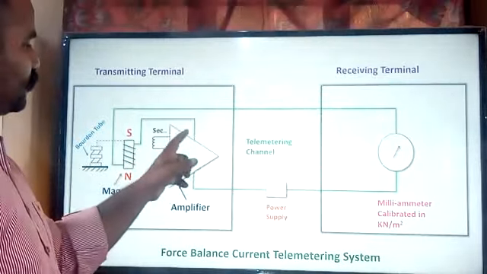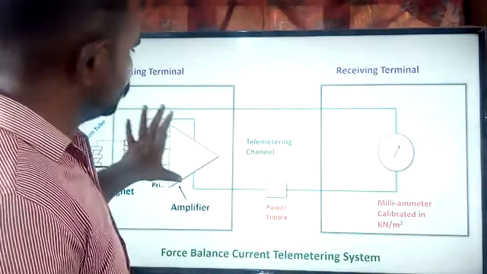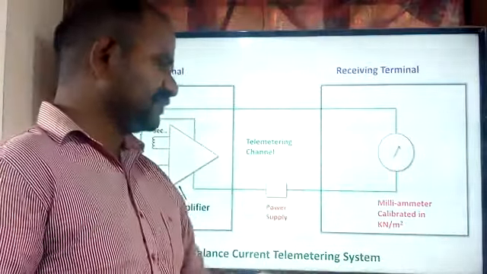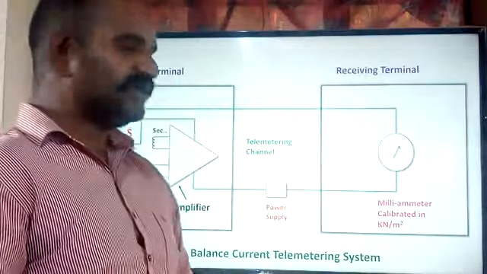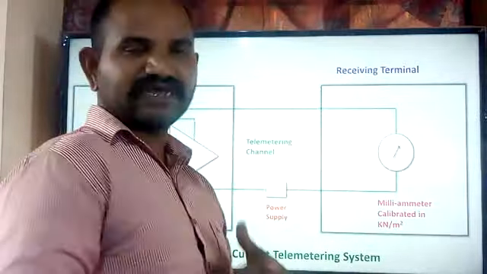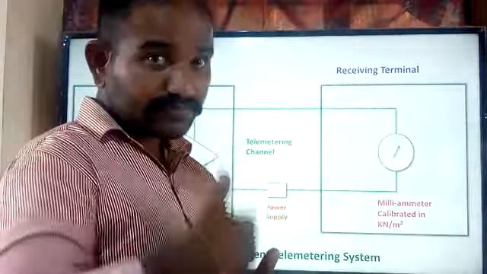That change is taken as a measured value, and that information is transferred in terms of the current to the receiving end. Again, we are using the milliammeter, which is calibrated in such a way that it shows the information in terms of the pressure format.